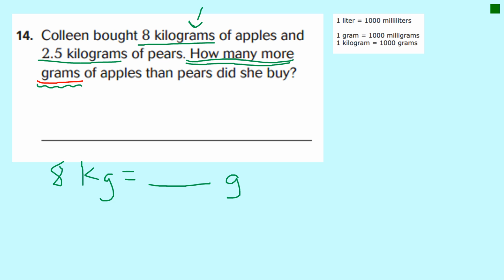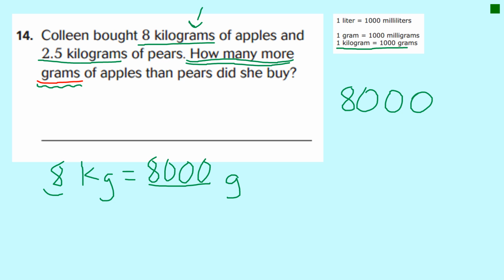Okay, so we're going to first change 8 kilograms, how many grams is that? So let's see up here. Kilograms to grams. 1 kilogram is 1,000 grams. So 8 kilograms is 8,000 grams. Okay, so she bought 8,000 grams of apples, and then we have 2 5/10 kilograms of pears, and we're going to change that to grams.